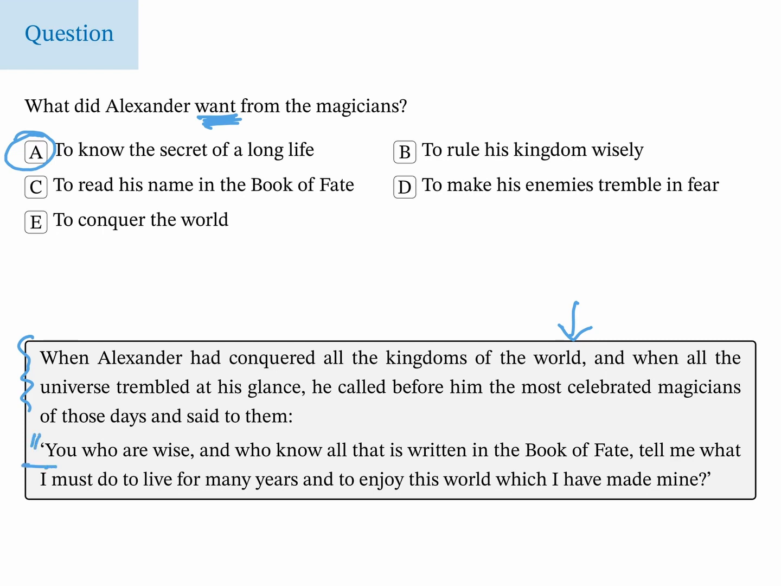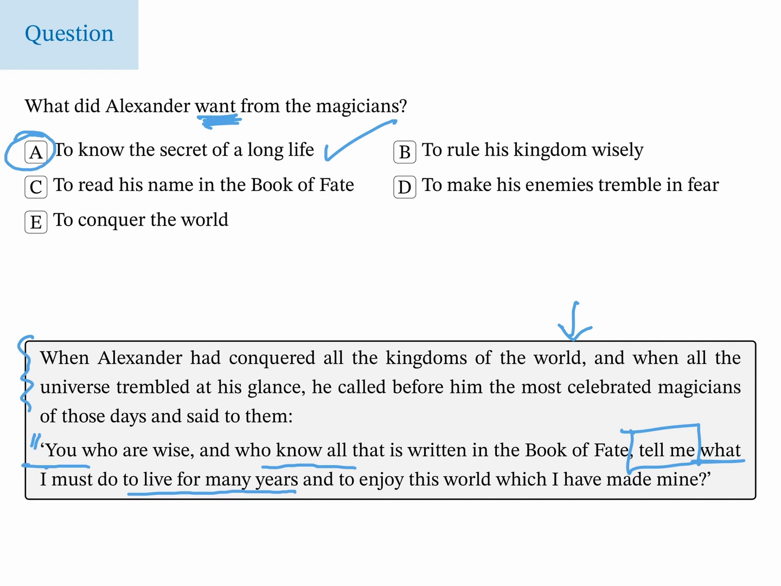And you've got this, again, introduction. You who are wise, who know all that's written. So this is just flattery. He's flattering them. And we get to this part. This is what he wants. Tell me what I must do to live for many years and to enjoy this world. So you're absolutely correct. This is the correct answer, A. He wanted to know the secret of a long life, how he can live for many years.